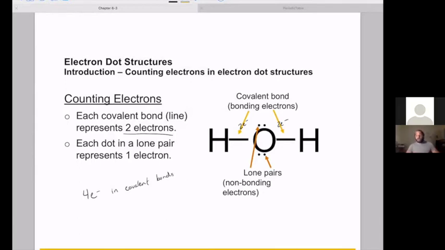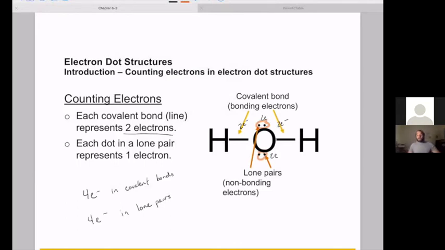Within a lone pair, each dot represents a single electron. So each lone pair then represents 2 electrons. So this would be 2 electrons here, and this would be 2 electrons here. So in this particular structure of water, we have 4 electrons in lone pairs.